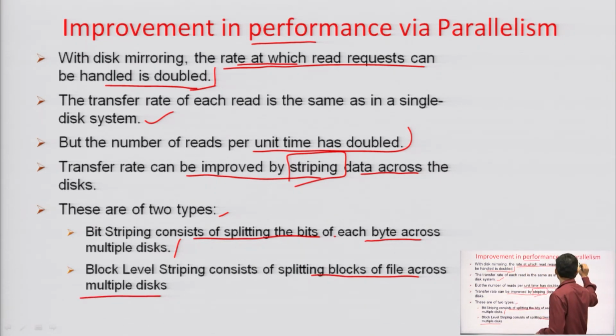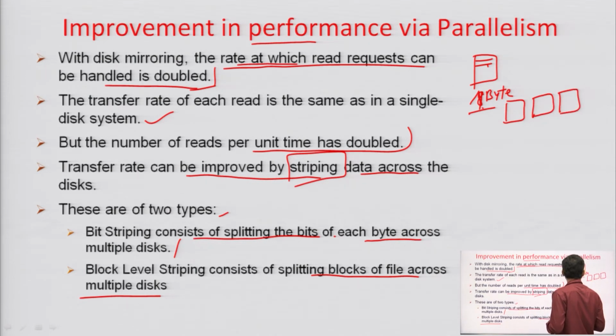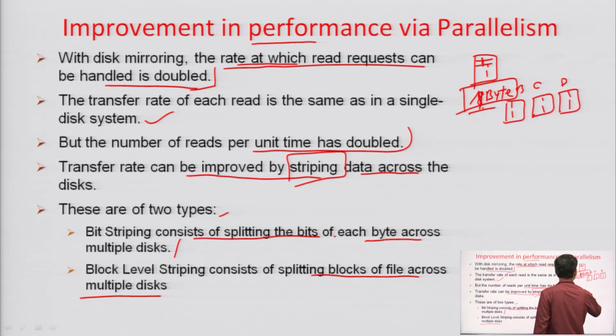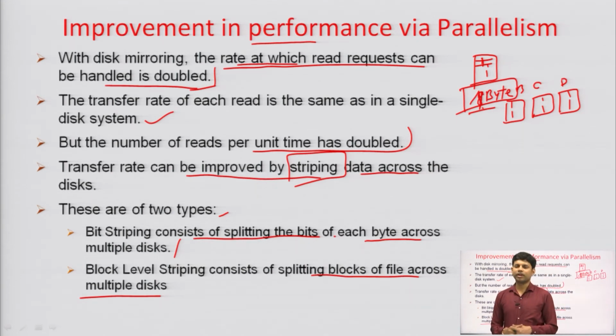Suppose you have a block of data of 1 byte. You spread this 1 byte across, suppose, 4 disks. When you are using bit striping, 1 bit you keep here, 1 bit in this hard disk B, 1 bit in this hard disk C, 1 bit in this hard disk D. Similarly, 1 byte means 8 bits will be there. In this way you can do bit striping. And in block striping, you divide the whole block and spread it across multiple disks.